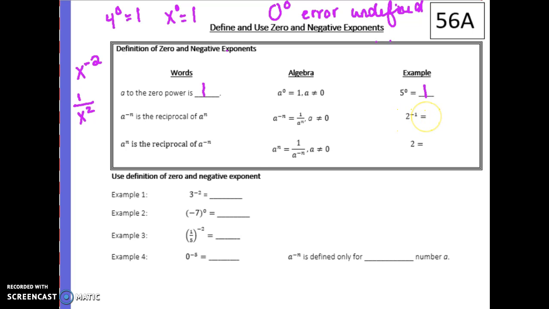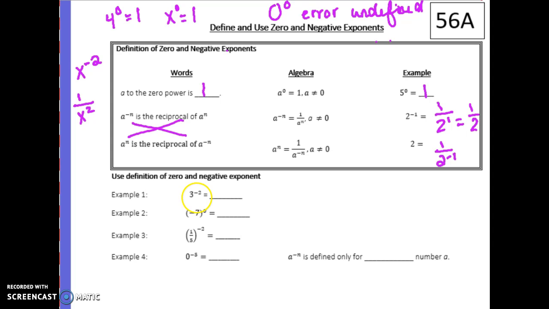So 2 to the negative 1 power is actually equal to 1 over 2 to the first power, which is 1/2. And a to the n is actually the reciprocal of a to the negative n, kind of saying the same thing here, just a little backwards. So a to the n is equal to 1 over a to the negative n, just like saying 2 is actually equal to 1 over 2 to the negative 1. So we're going to go through and do some of these examples.